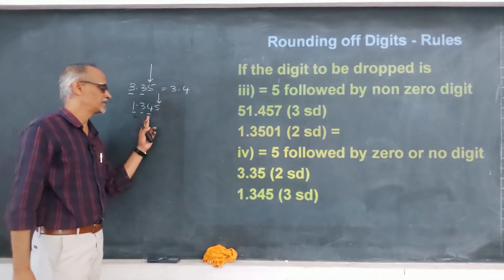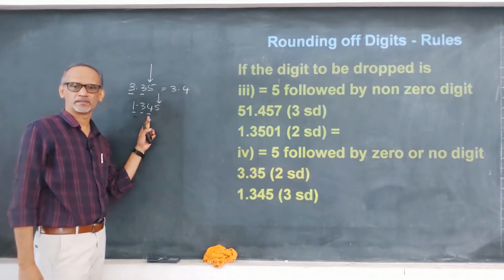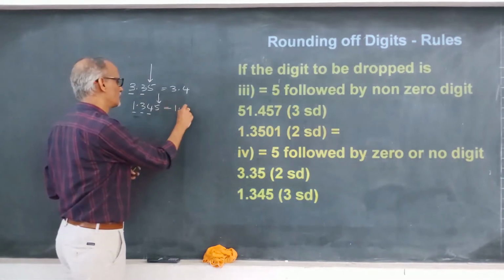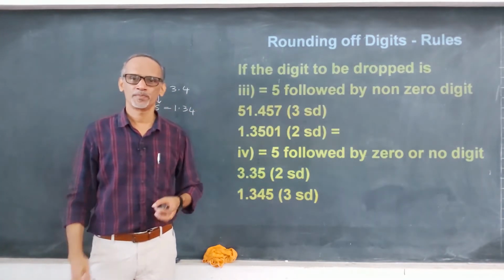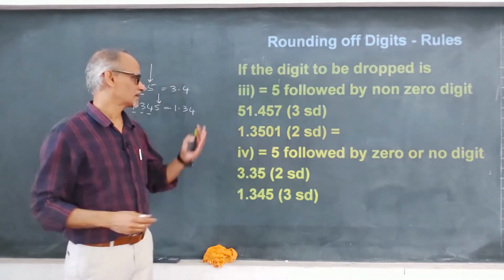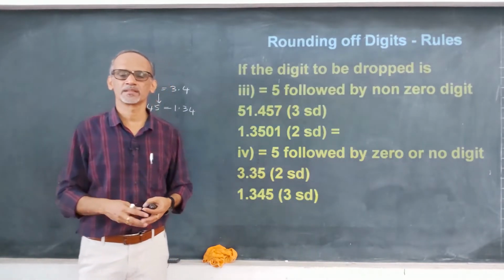We find that the previous digit is even, and since it is even, retain it without modifying. Therefore, 1.34 is the answer. So I hope you are following all these rules. So what are the questions possible from this topic?